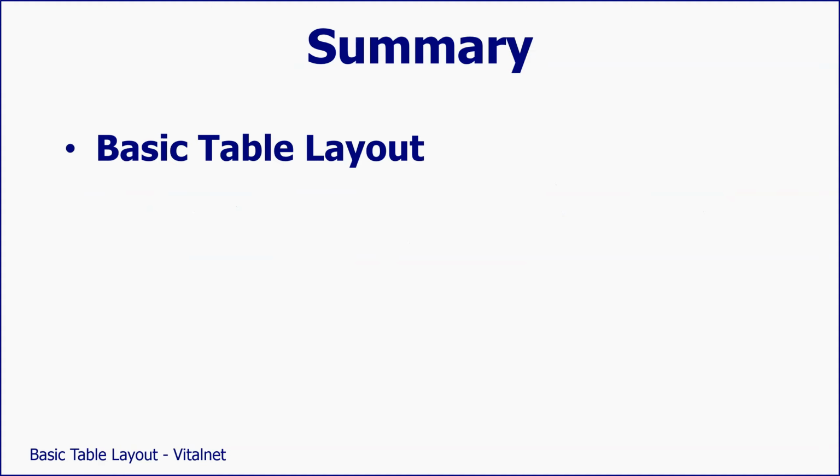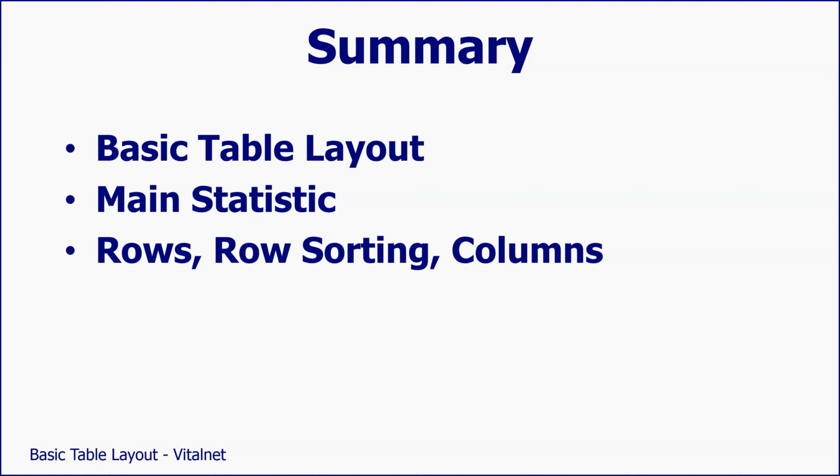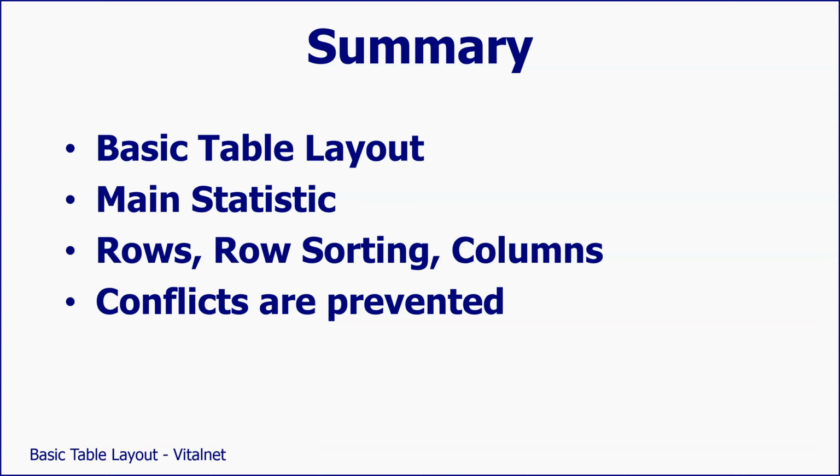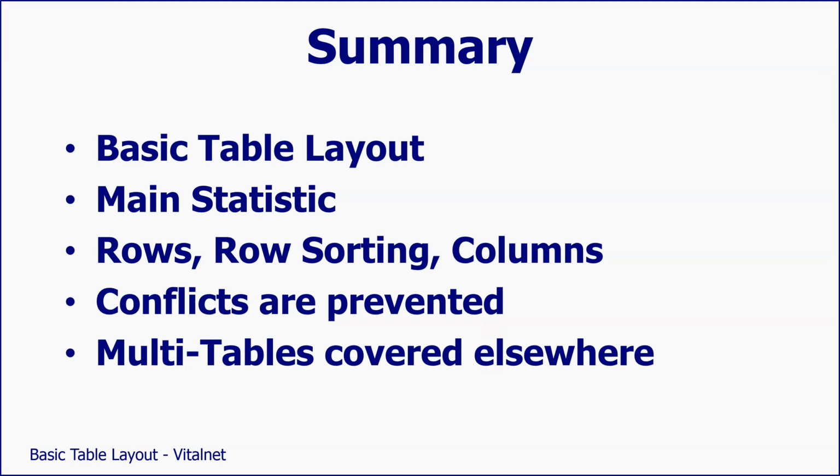In summary, we have covered Vitalnet basic table layout. The main statistic is the basic result or indicator, such as crude death rate. Rows, row sorting, and columns define the basic layout of any cross-tabulation. Vitalnet prevents you from making nonsense output, such as race rows with race columns. Multi-tables allow you to automatically generate a table series. Multi-tables are described in a separate presentation and on the ehdp.com website.